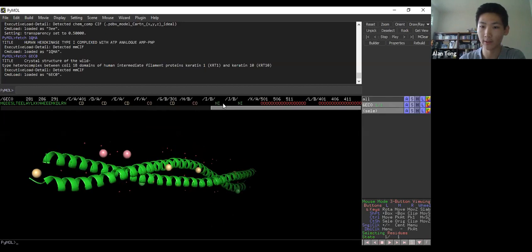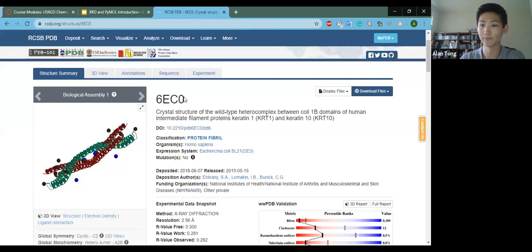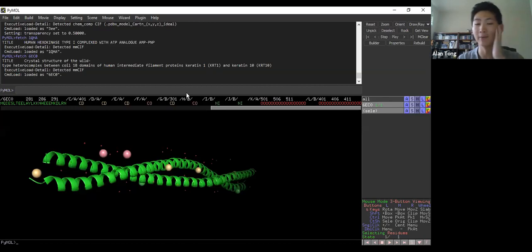Where do you get 6EC0? Oh, good question. Let me show you back in the website. It's the code you see. So this right here, 6EC0. And so you type in fetch 6EC0, and then you get that structure out. And so we have the structure here. What does it mean? Oh, honestly, I have no idea. It's a code they have.